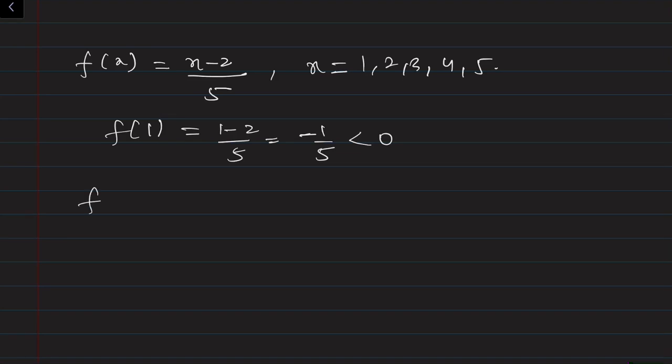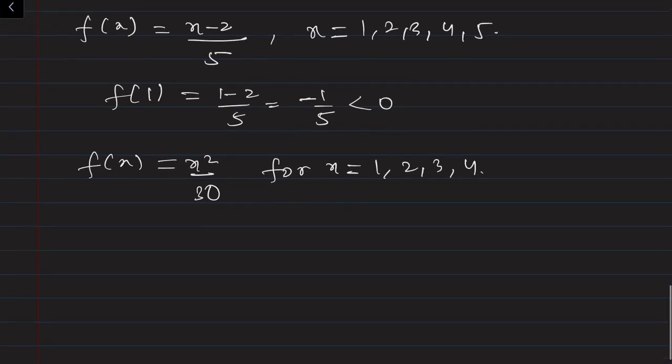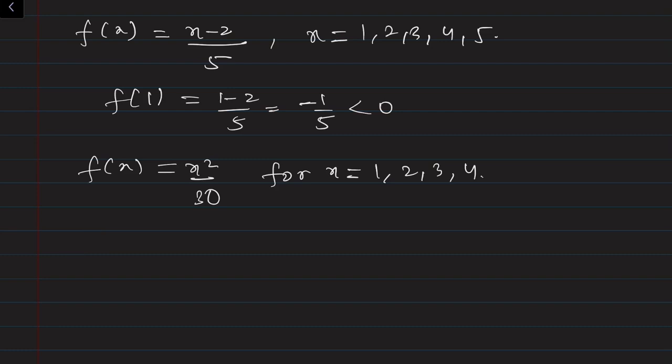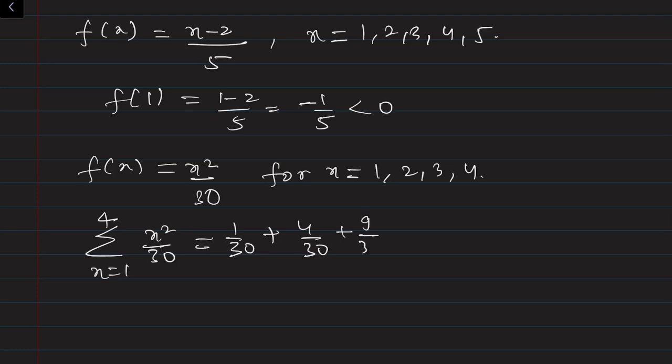Now let's look at another function. Suppose f(x) equals x squared divided by 30 for x equals 1, 2, 3, 4. Now let's check this. You can see that when you put these values 1, 2, 3, 4 in this function, you'll always get positive values, right? So the first condition is valid. Now we need to check the second condition, whether the sum is equal to 1. So the sum for x equals 1 to 4 of x squared divided by 30 should be equal to 1. So 1 over 30 plus 4 over 30 plus 9 over 30 plus 16 over 30, and this is 30 over 30, and this is 1. So this is our valid PDF. All right, let's do one more question.